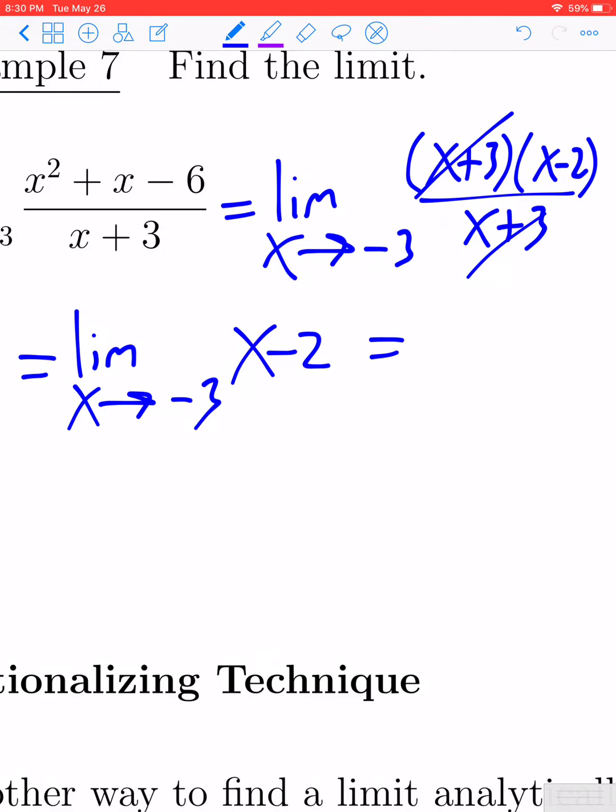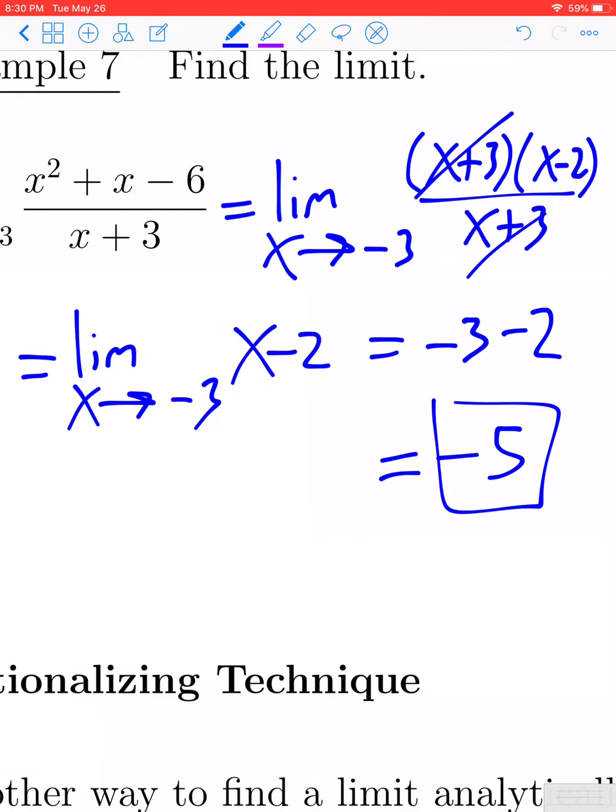And now this algebraically reduced version of that function is something that is defined at negative 3. So now we can find the limit via direct substitution. Everywhere you see an x, put negative 3. This will be negative 3 minus 2, which produces a limit of negative 5.